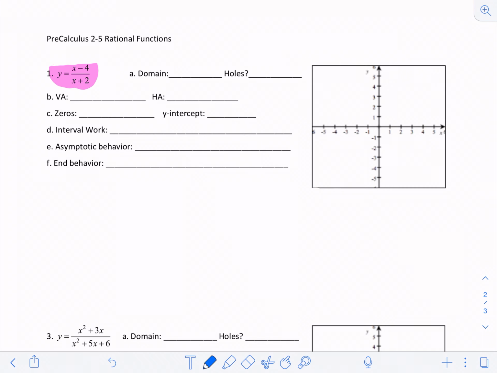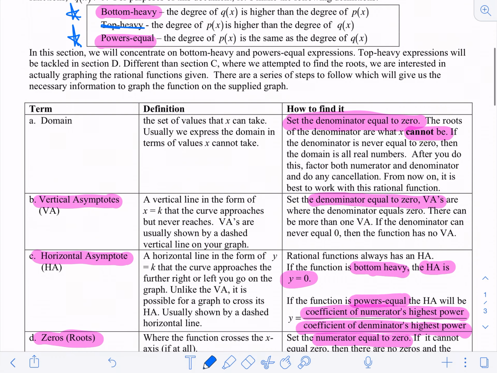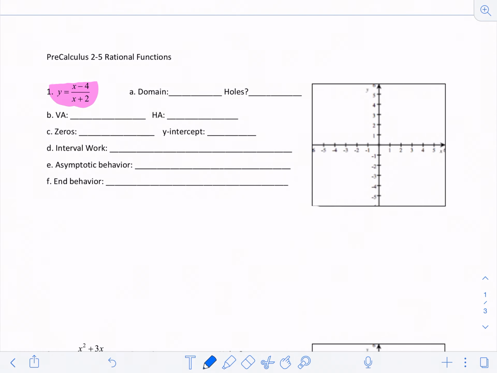Well, the first thing we do is we're going to go through that order. We're going to find the domain. So how do we find the domain? If you go back up here on our chart, it says we're going to set the denominator equal to 0. So the denominator, the bottom, I'm going to set that equal to 0. So where x plus 2 is equal to 0, we know x equals negative 2. So what does that mean? Well, that means x cannot be negative 2, right? Because that's where we would divide by 0, and x can never have a divide by 0.